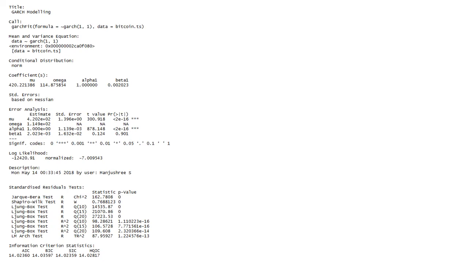Here we have the result of the GARCH(1,1) model with all the parameter estimates. As can be seen, all the parameters are statistically significant, and the statistical tests of the standardized residuals appear to be satisfactory.